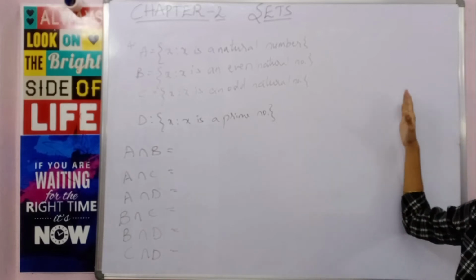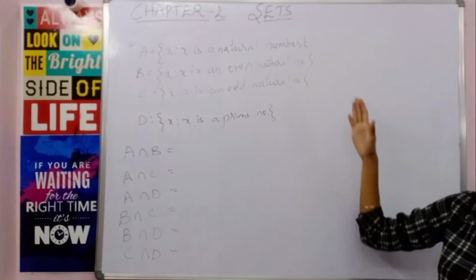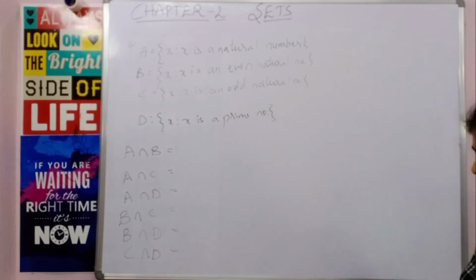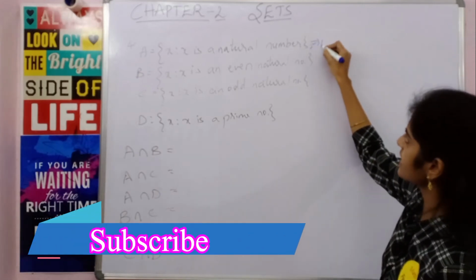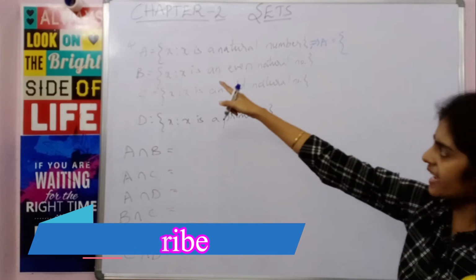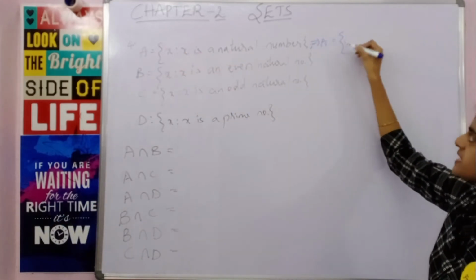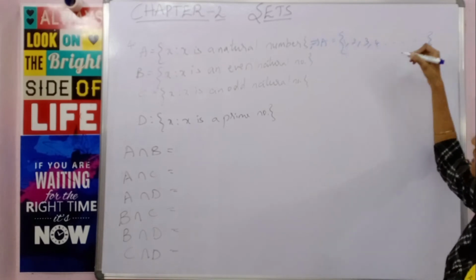Let us write in roster form, nothing but we list the elements. These types of questions you will get for 4 marker in your board exams. Clear? So firstly, listing the elements. Here A contains elements X such that X is a natural number. So what are natural numbers? They start from 1. So 1, 2, 3, 4 and so on are natural numbers.